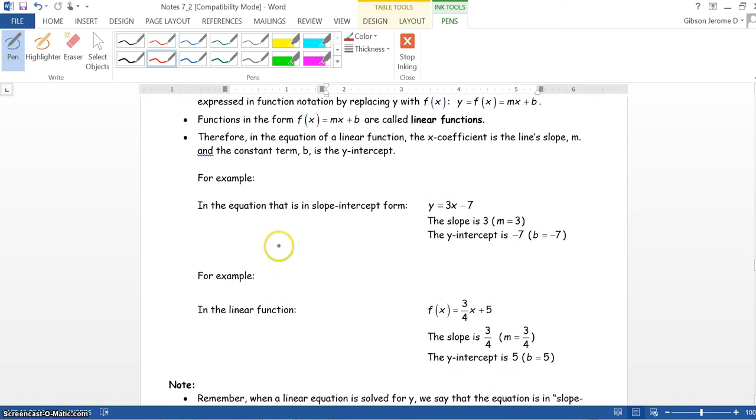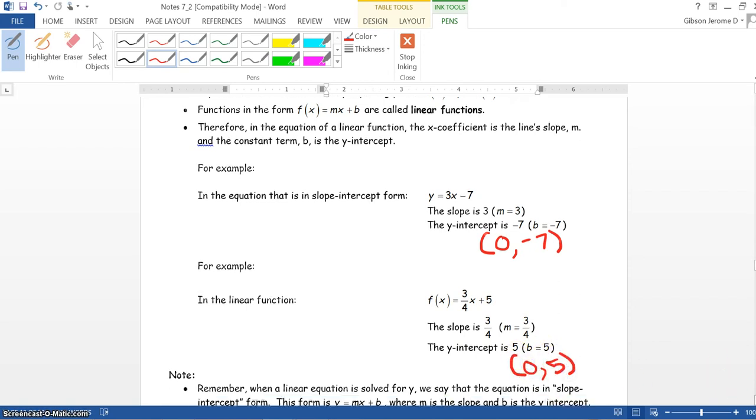For example, in the equation in slope-intercept form, y equals 3x minus 7, the slope is 3, which is m is 3, and the y-intercept is negative 7, which is b is negative 7. Or you could write the y-intercept as an ordered pair as well, which would be 0, negative 7. It says in the linear function, f of x is equal to 3/4 x plus 5, the slope is 3/4, so m is 3/4, and the y-intercept is 5, b equals 5. Or you could write the y-intercept as an ordered pair.